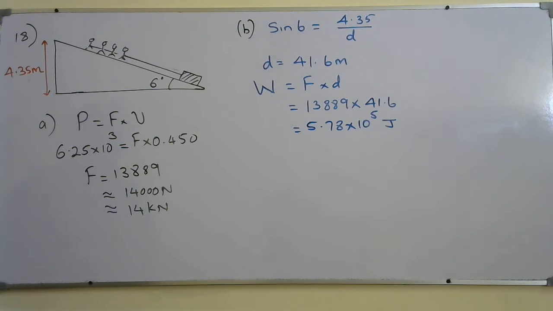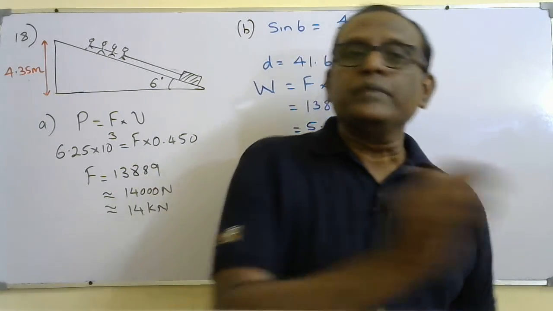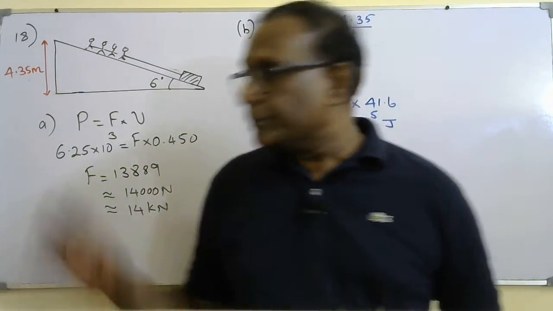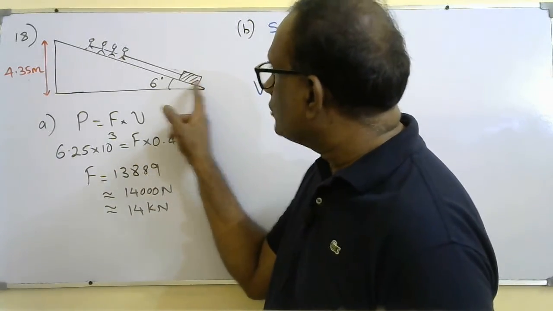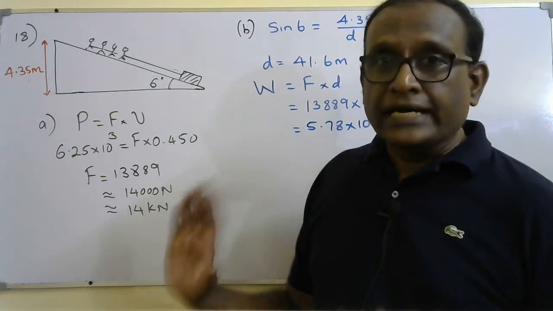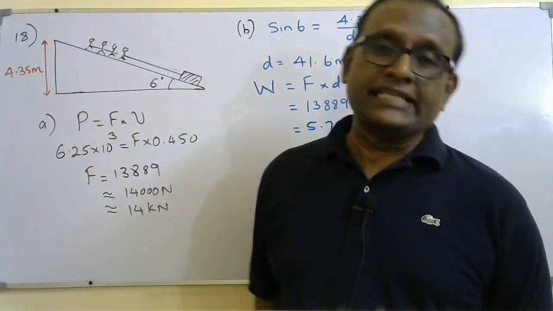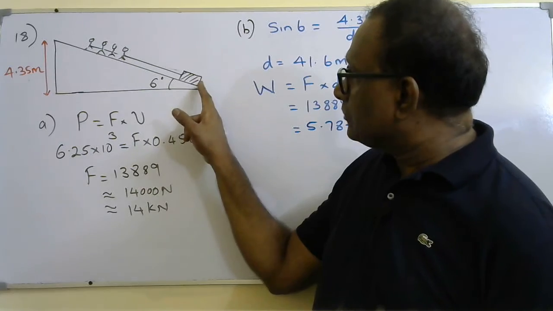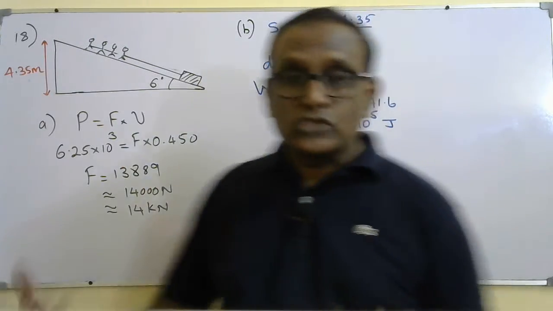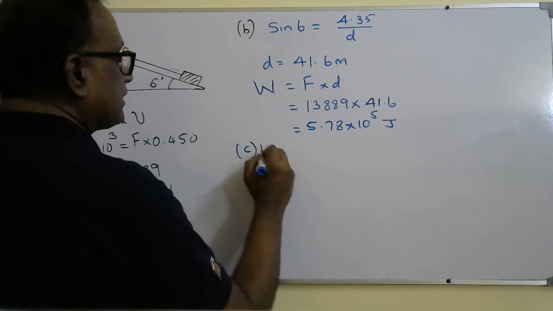Then C part, show that the useful work done on the block is about 90 kilojoules. So this is the work people are doing, but all the work done by them won't be the useful work on the block. The purpose of this method is to raise the block through a height of 4.35 meters at constant velocity. So the useful work done by the people will be equal to the gain in gravitational potential energy. That means they want to raise the block through a height of 4.35 meters.